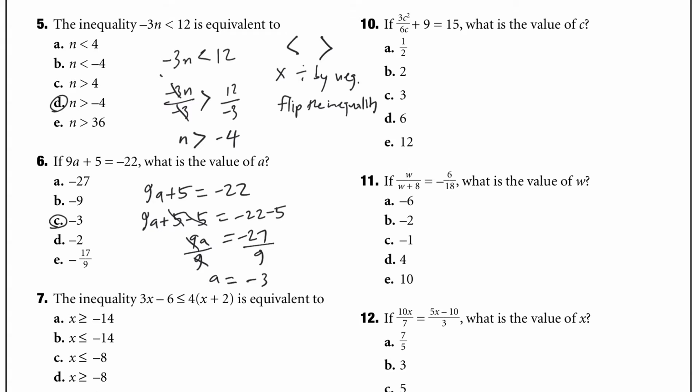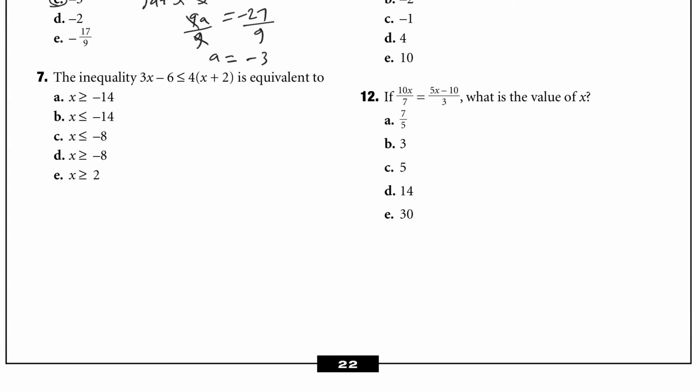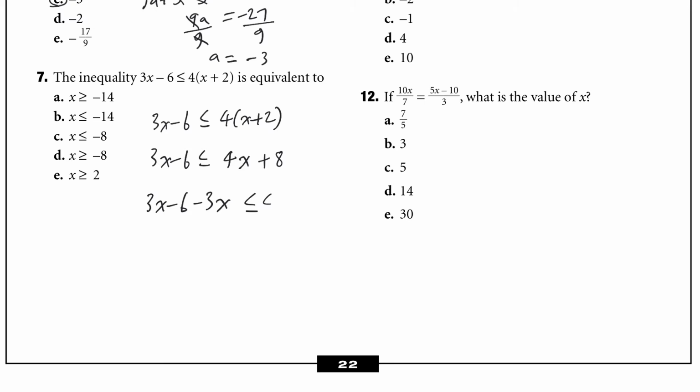Let's move this up so that you can see it. The inequality 3x minus 6 less than or equal to 4 times x plus 2 is equivalent to. So first I want to expand the brackets on the right hand side. 4 times x is 4x plus 4 times 2 is 8. And what I'm going to do is move the 3x to the right hand side and 8 to the other side. So first, let's move the 3x to the right-hand side. I do that by subtracting 3x from both sides.